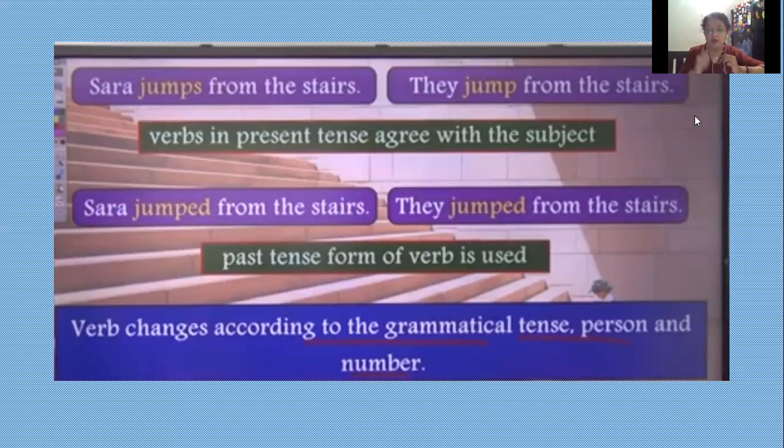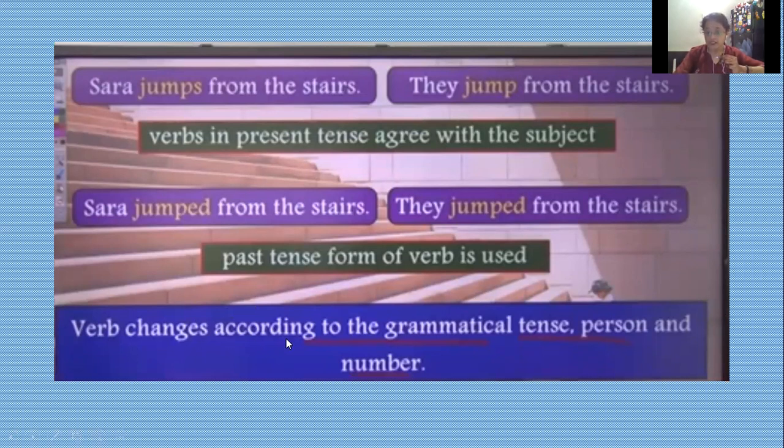Now next, you see, Sarah jumped from the stairs, they jumped from the stairs. In which tense is it? It is in the past tense. It means that according to the tense and according to the number, we change the verb. In the first sentence, Sarah jumps from the stairs, it is in the simple present tense and changes according to the number. They is plural, so it is jump. Jumped means it is in the past tense, so the past tense form of the verb is used.